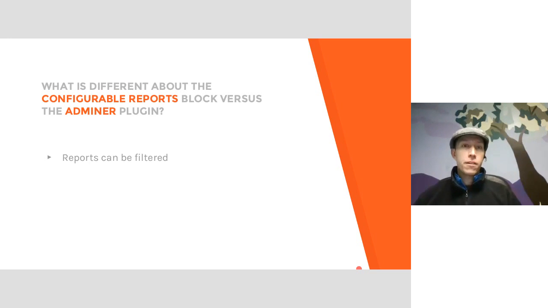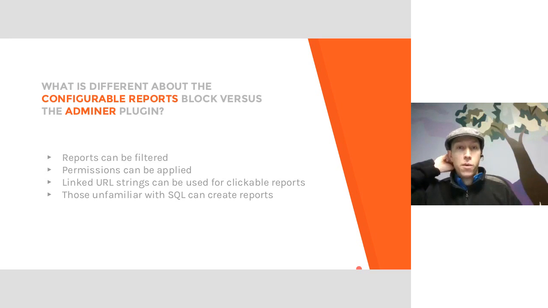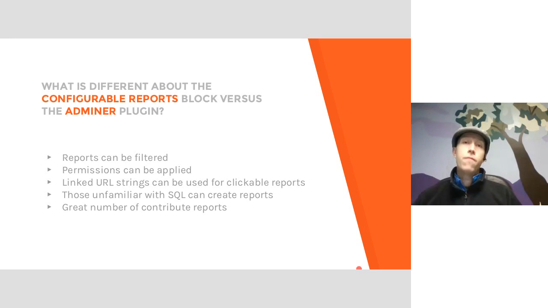So one great thing about configurable reports is they can be filtered, and permissions can be applied. What I love is you can create linked URL strings, basically web links, to use for clickable reports, specifically grading reports. And those unfamiliar with SQL can create reports. During this session, I'll primarily focus on some of those that are created with SQL, but it is very possible to create other reports as well without it. There are a lot of contributed reports, so I would make sure to check out the creator's GitHub page, as well as the Moodle ad-hoc contributed reports page.